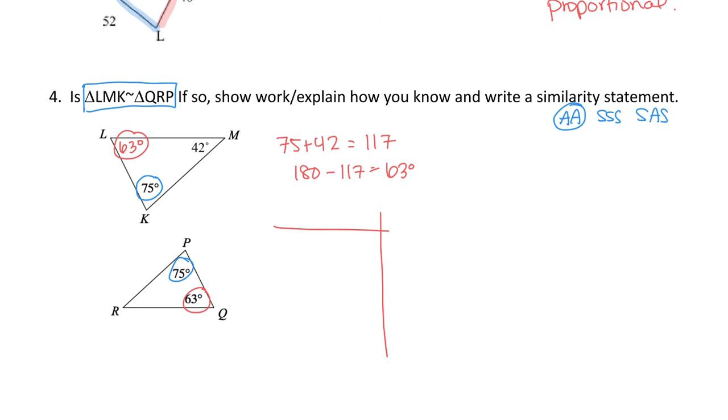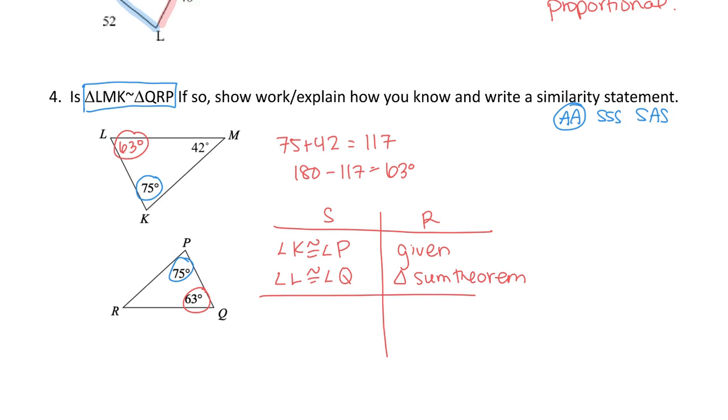So now we can go ahead and do our proof. So we know that angle K is congruent to angle P. And remember, that information was just given to us. It was already on the diagram. And then we determined that angle L was congruent to angle Q. That information wasn't given to us. The way that we determined that is by using triangle sum theorem. There's 180 degrees in a triangle. That's all we need to show for AA. So now we can conclude that LMK is similar to triangle QRP, and our reason would be AA similarity.